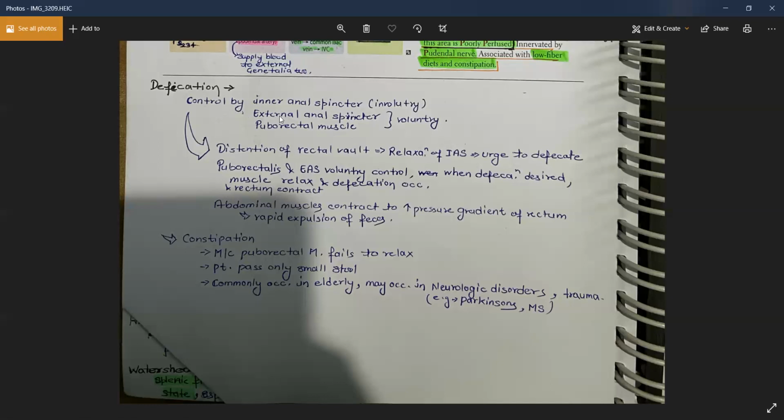It is supplied by the pudendal nerve. So in any case where you have paralysis or nerve damage, like pudendal nerve damage, you cannot relax the puborectalis muscle. As a result, the anal sphincter won't open, and the patient can get constipation. It most commonly occurs in the elderly and in neurological disorders like multiple sclerosis, Parkinson's, or any kind of trauma. Like during child delivery, some tears can happen which can reach the pudendal nerve. Damage can happen in that area, and that can lead to constipation.